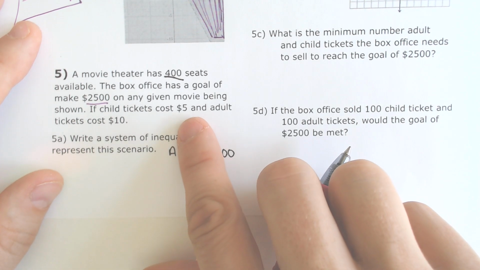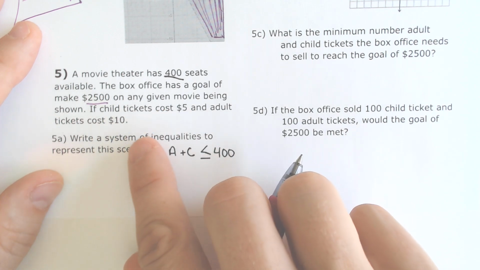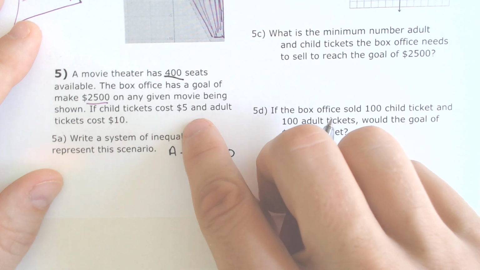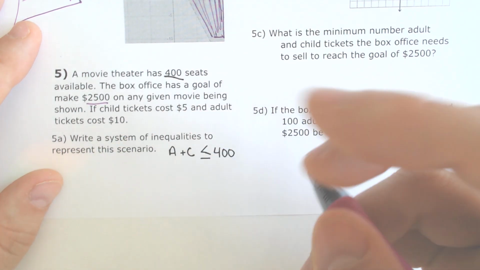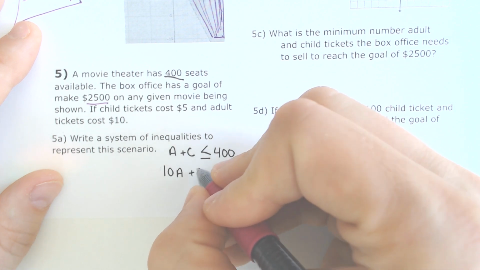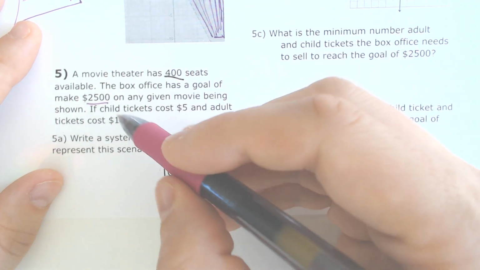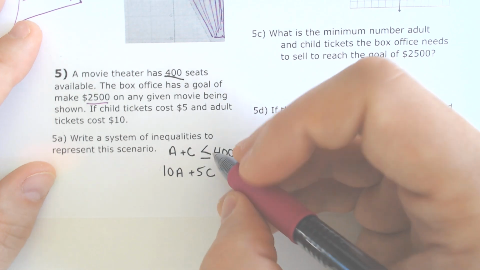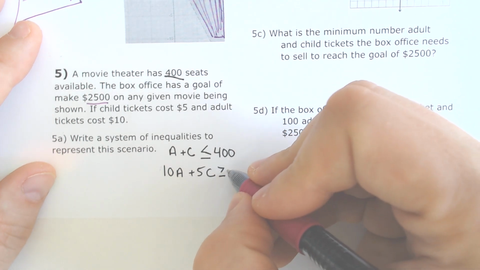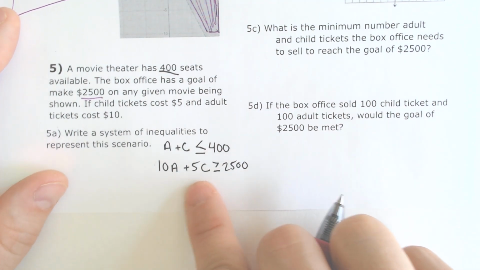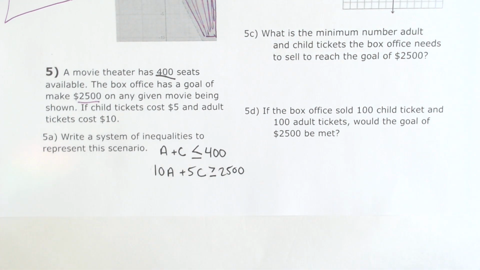We have $5 per child, $10 per adult. So if we do $10 per adult and $5 per child, they want to have that number be greater than or equal to $2,500. I feel like they'd be okay if they got $2,500. So these two put together have to be greater than or equal to $2,500 if the movie theater wants to make their money. All right.